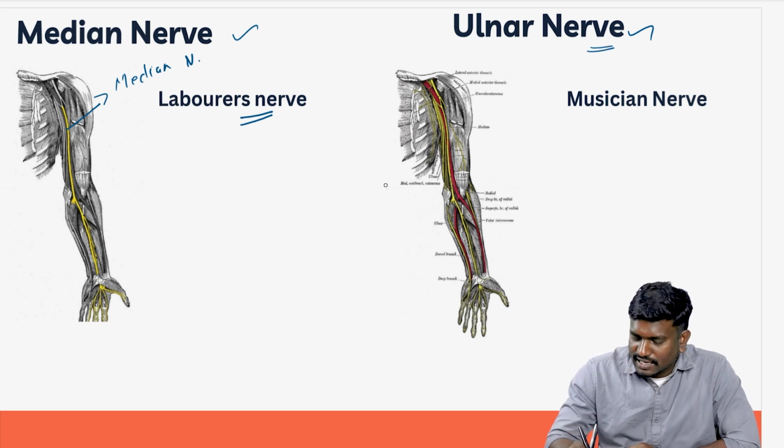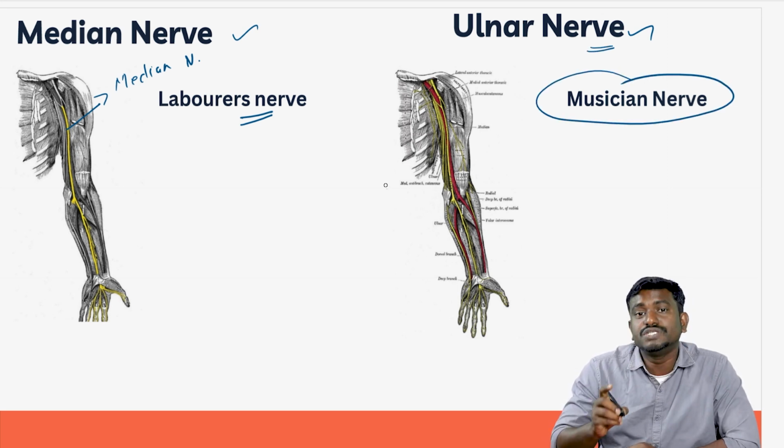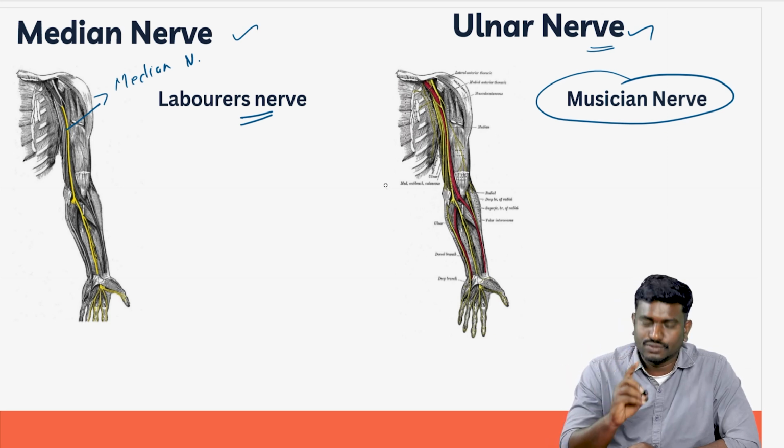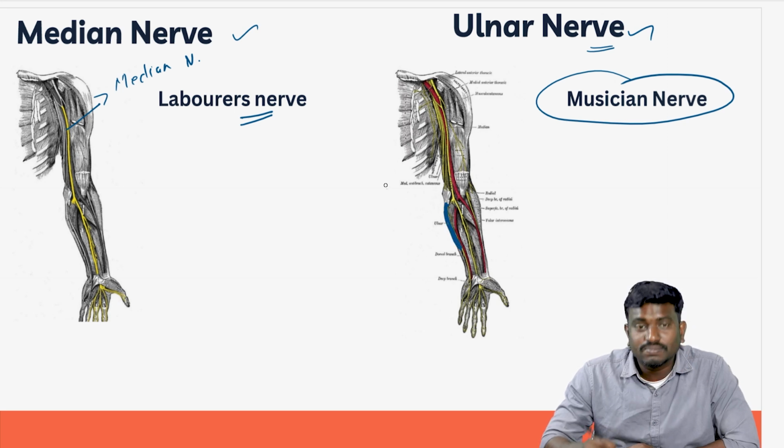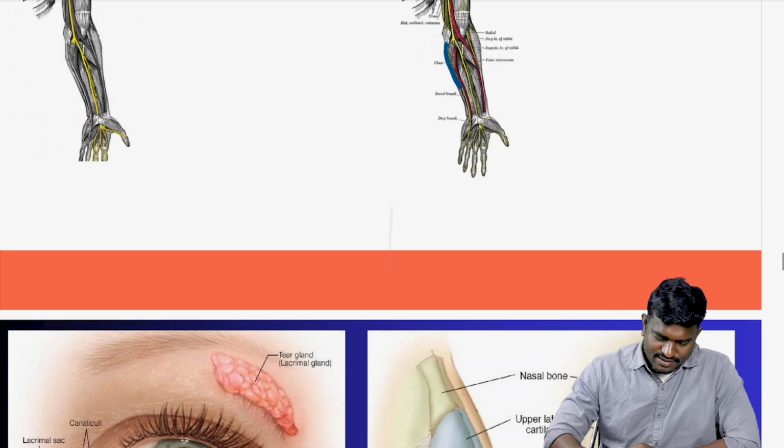Ulnar nerve. Remember, ulnar nerve is also called as musician nerve. In Guyon's canal, ulnar nerve passes through it. Now, this is going to be our ulnar nerve. What is the injury to ulnar nerve called as? Please comment your answers. Good.